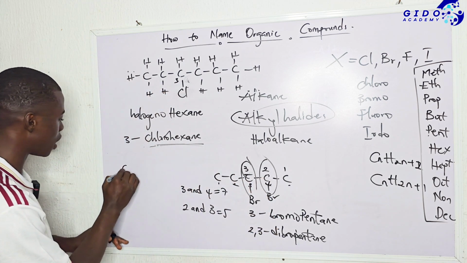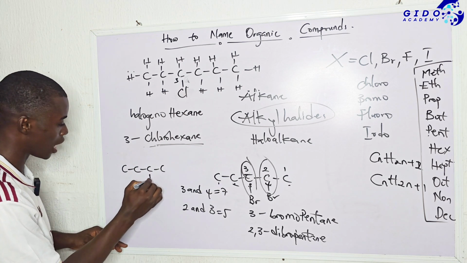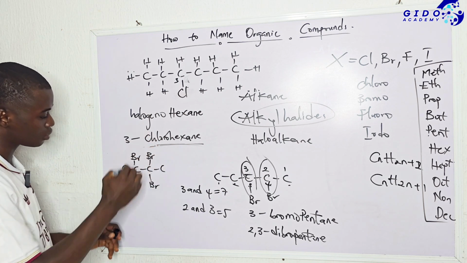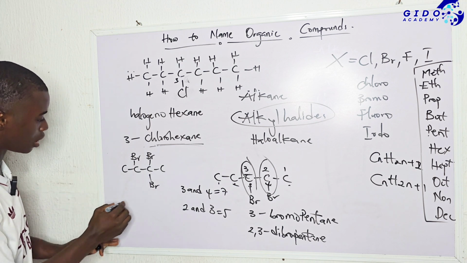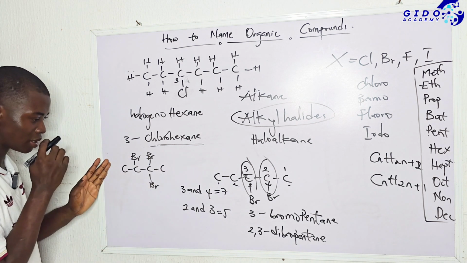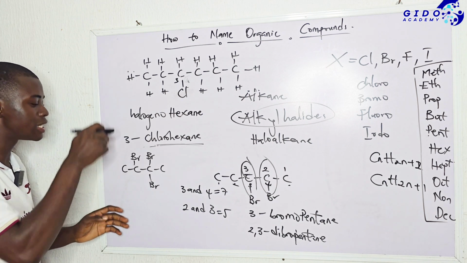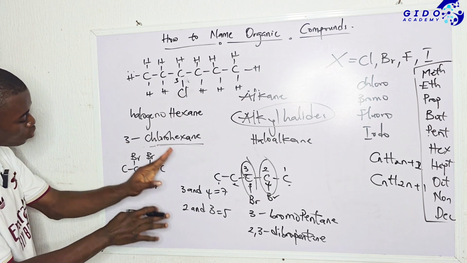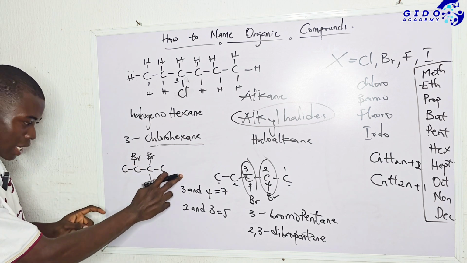If you have something like 1, 2, 3, 4, and here is bromine, here is bromine, here is bromine. If you want to name this compound now, where are you going to start naming from? Is it from the left or from the right? Tell me, where are we going to count from? If you look at this structure, it's closer to which side? It's closer to this side, not this side.